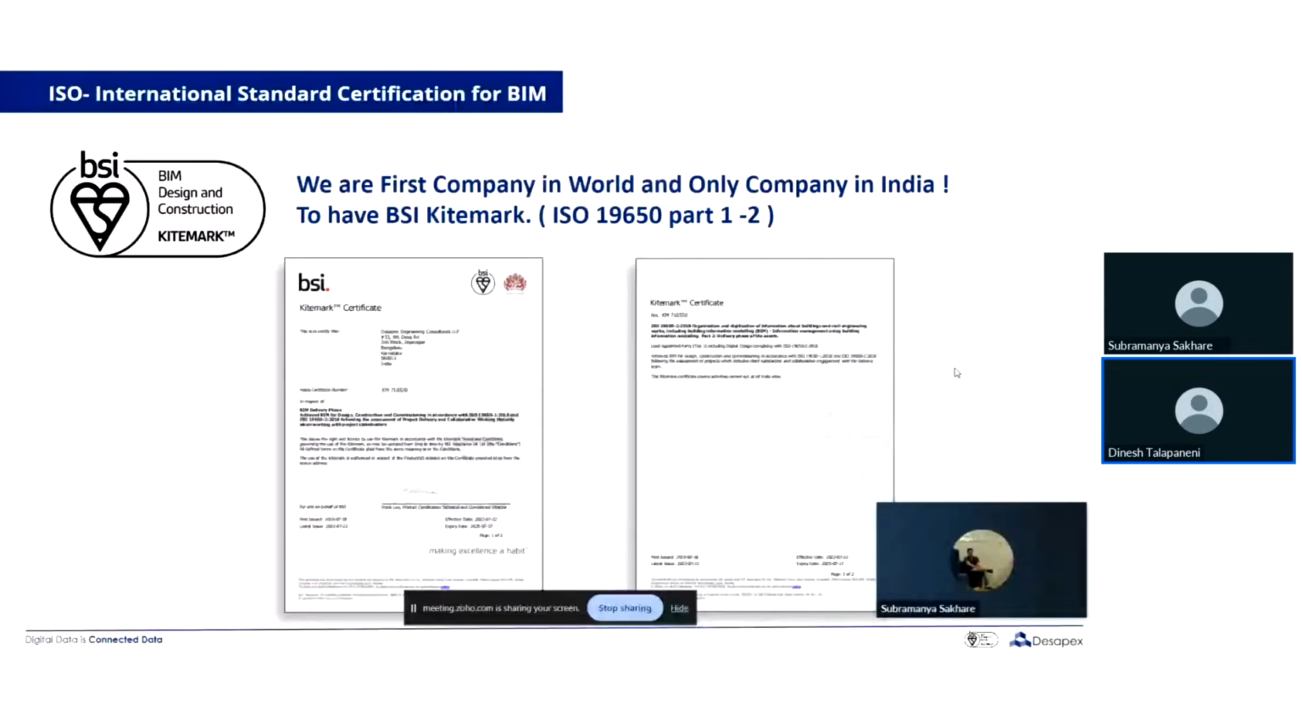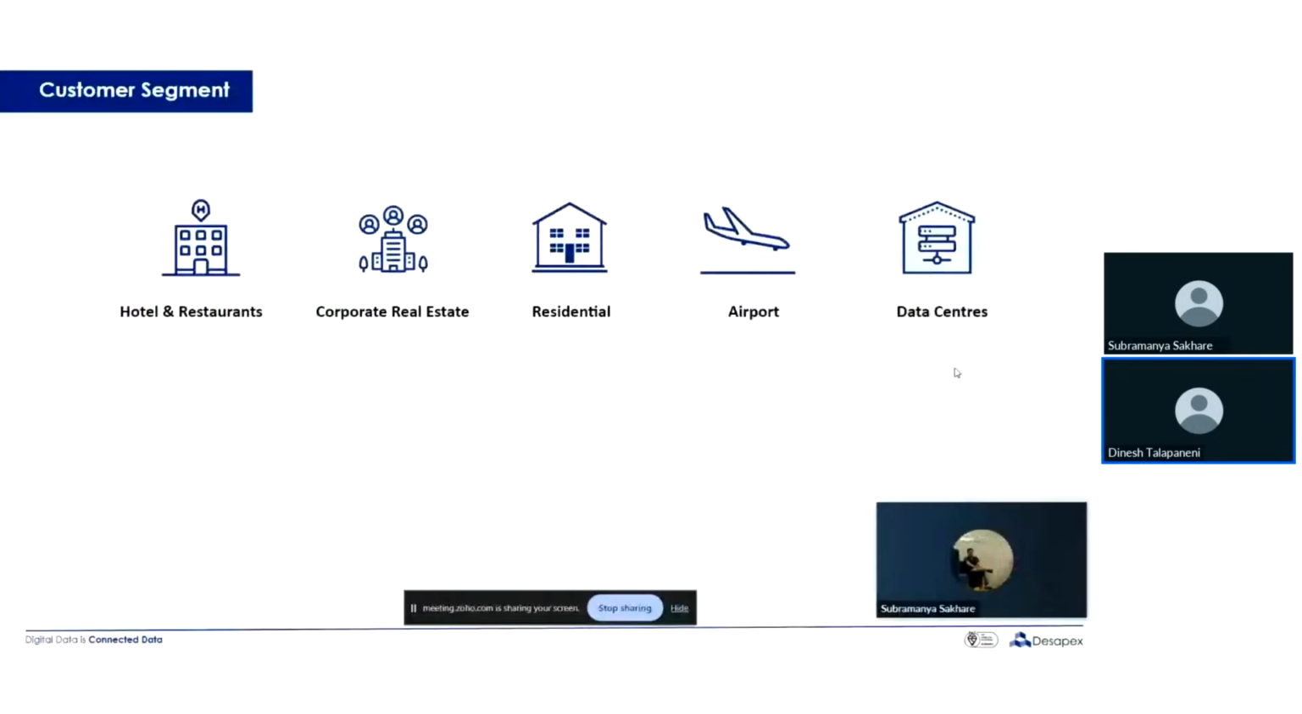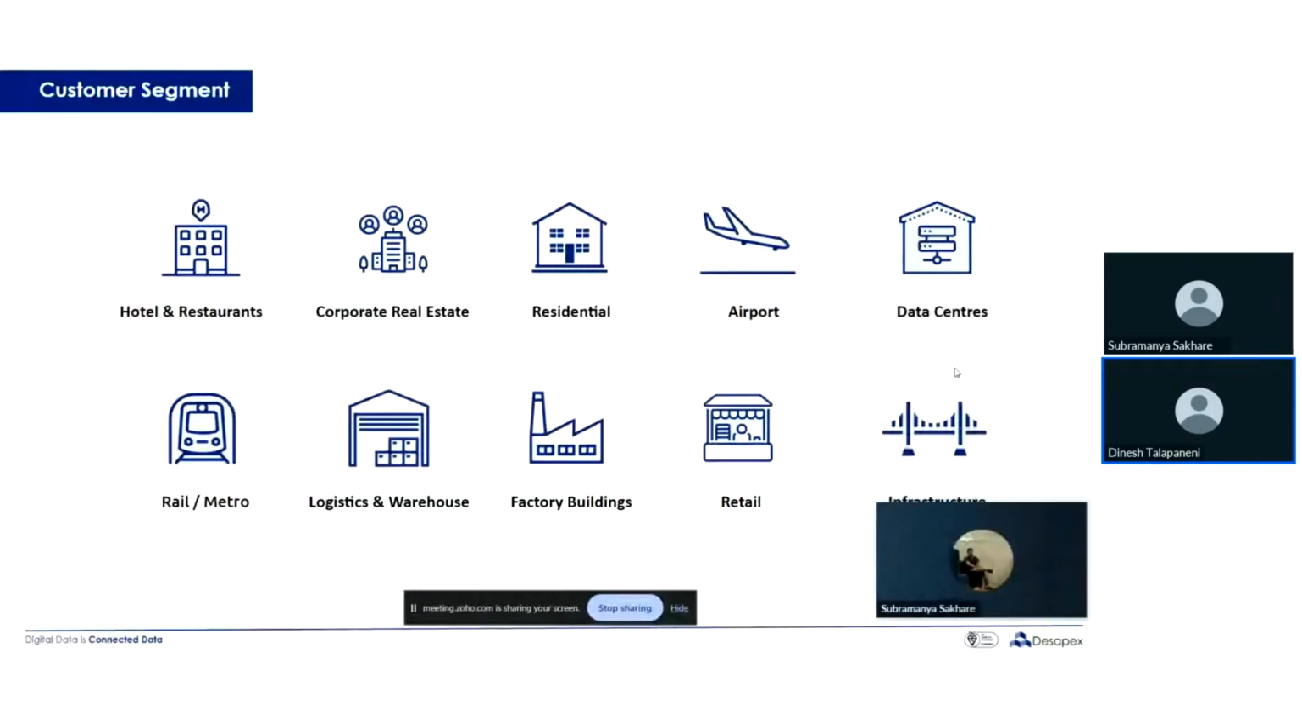A lot of people say BIM is not successful in some projects because there is no right process set in that particular project to be followed. That is very important, and this gives us the benchmark for that. When it comes to customer segments, we have dealt with corporate real estate, residential, airports, and especially a lot of data centers in Europe and India, as well as warehouses, factory buildings, retail, and infrastructure. We have also done a couple of road digitalization projects, bridges, and some metro projects.